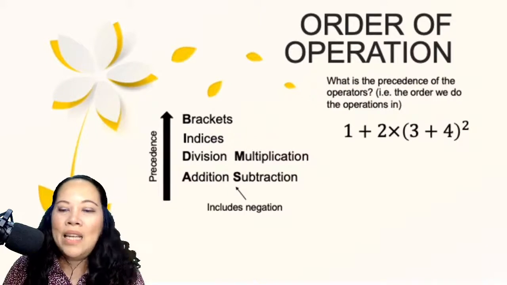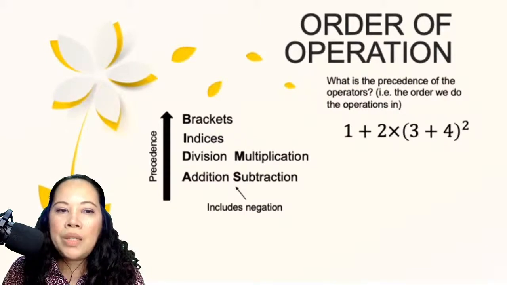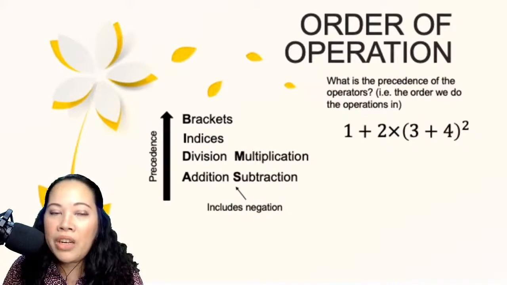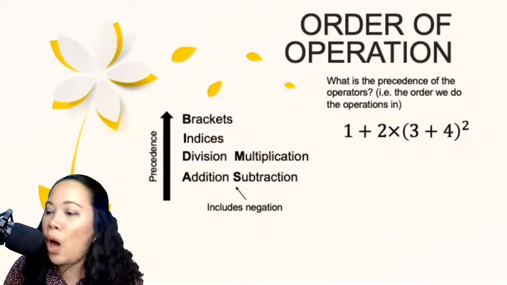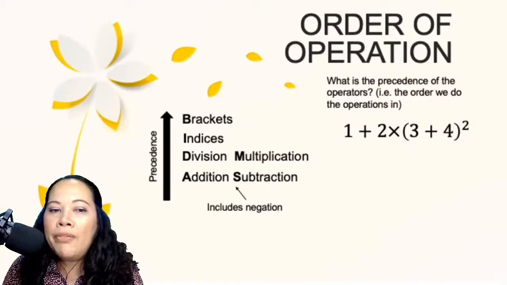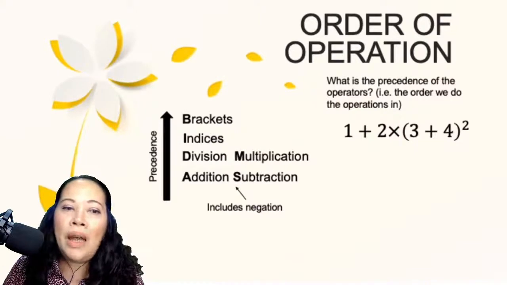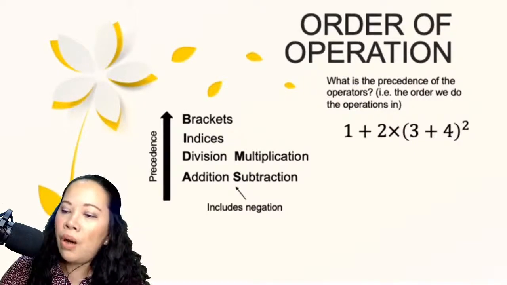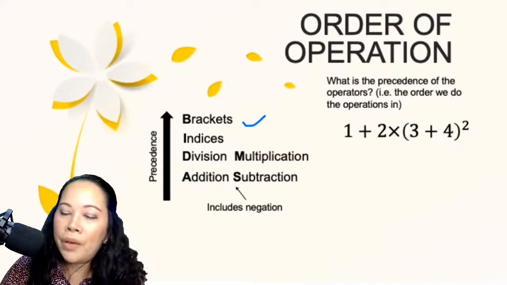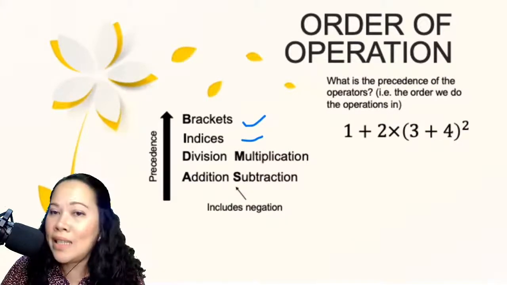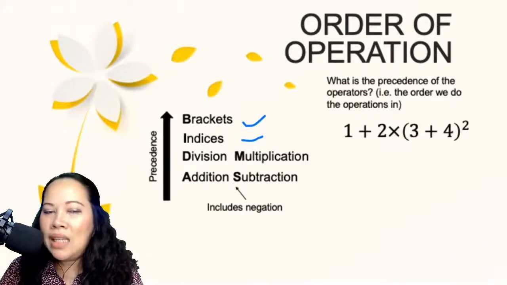Yes. Okay. So in the order of operations, what do we follow? What is the precedence of the operators here, for example, the order we do the operations in? We follow what we call BIDMAS. First, we have to do the operations in our brackets. And then followed by our indices. Some actually pronounce it as indices.